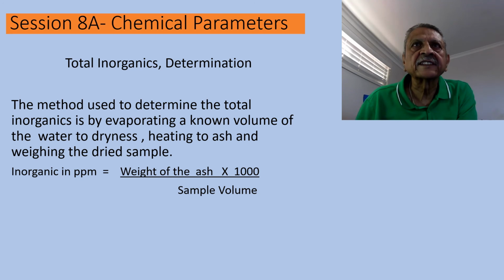The total inorganics can be determined by several methods. The method commonly used to determine the total inorganics is by evaporating a known volume of water to dryness, heating to ash, and weighing the dried sample. The total inorganics in parts per million will be equal to the weight of the ash in milligrams times 1000 divided by the sample volume taken.